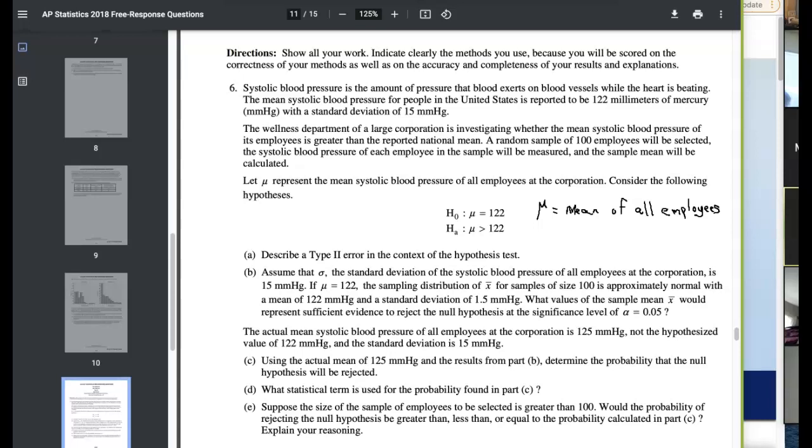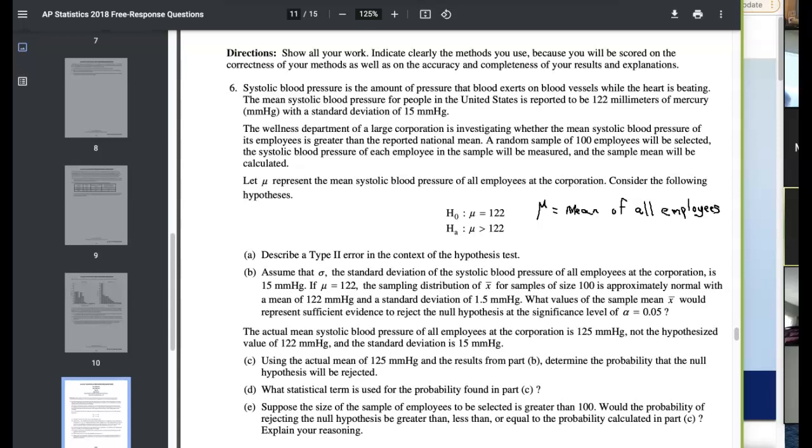If the average is 122 for everyone in the company, we're testing to see if the average blood pressure is above that. And a reason why we would do something like this: stress causes higher blood pressure. So we want to make sure our employees are not stressed.